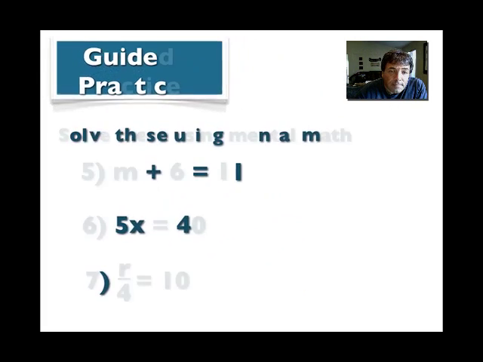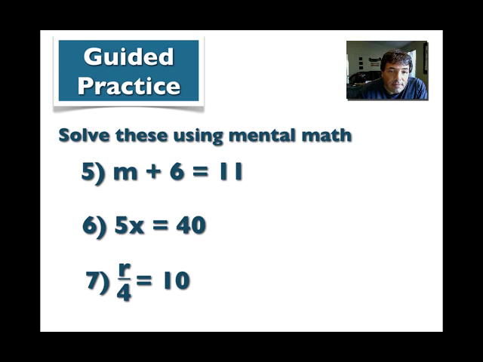Here's a few more. We solve these in your head. And again, I don't think these would give you much of a problem, hopefully. All right? So for the first equation, if we add 5 to 6, we get 11. So the solution is m equals 6. Number 6 is asking us, what number times 5 makes 40? And you all know that's 8. And finally, number 7 is saying, what number divided by 4 gives you 10? Well, that number is going to be 40. So 40 divided by 4 is 10.